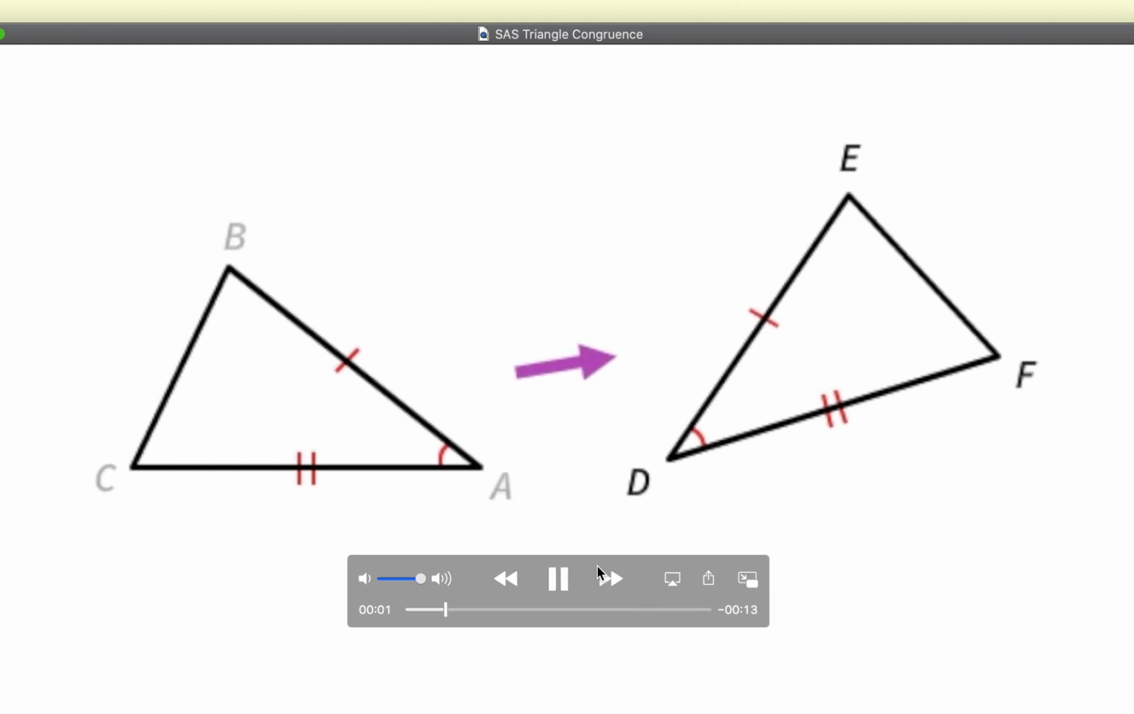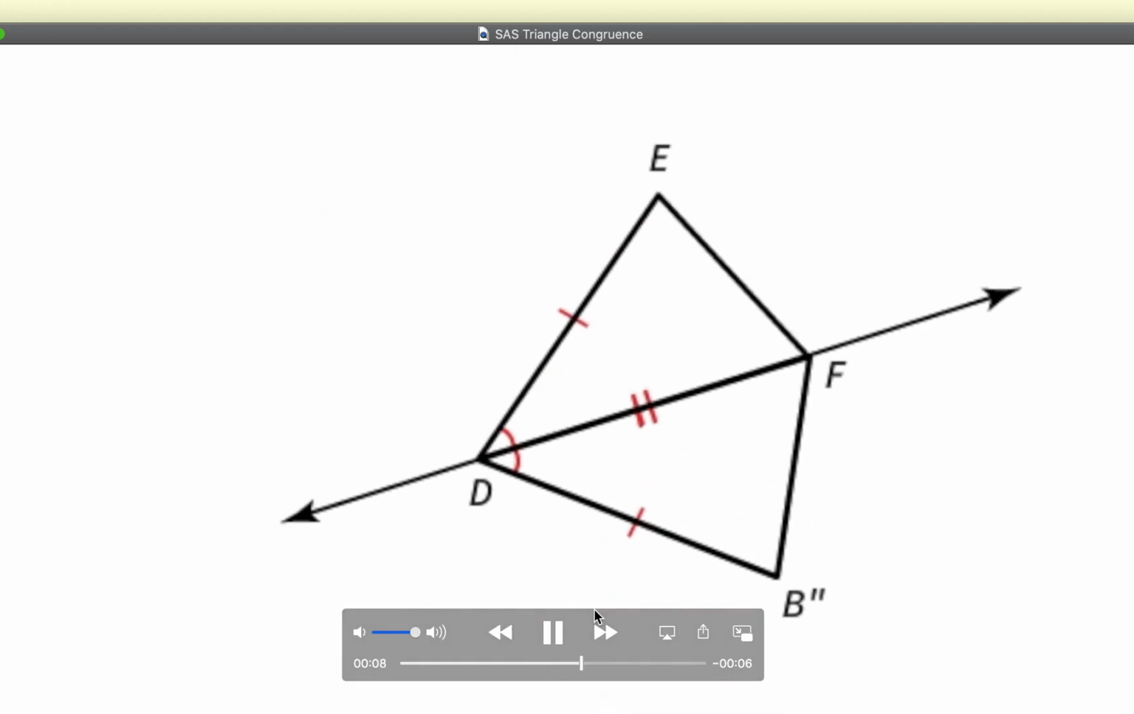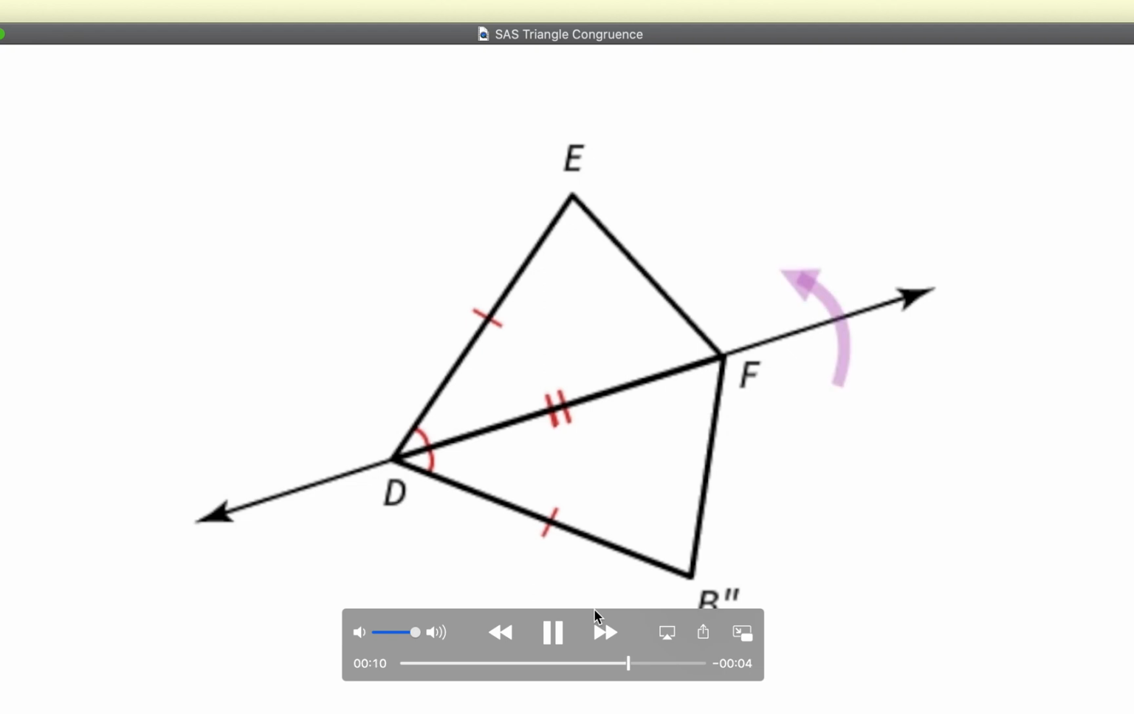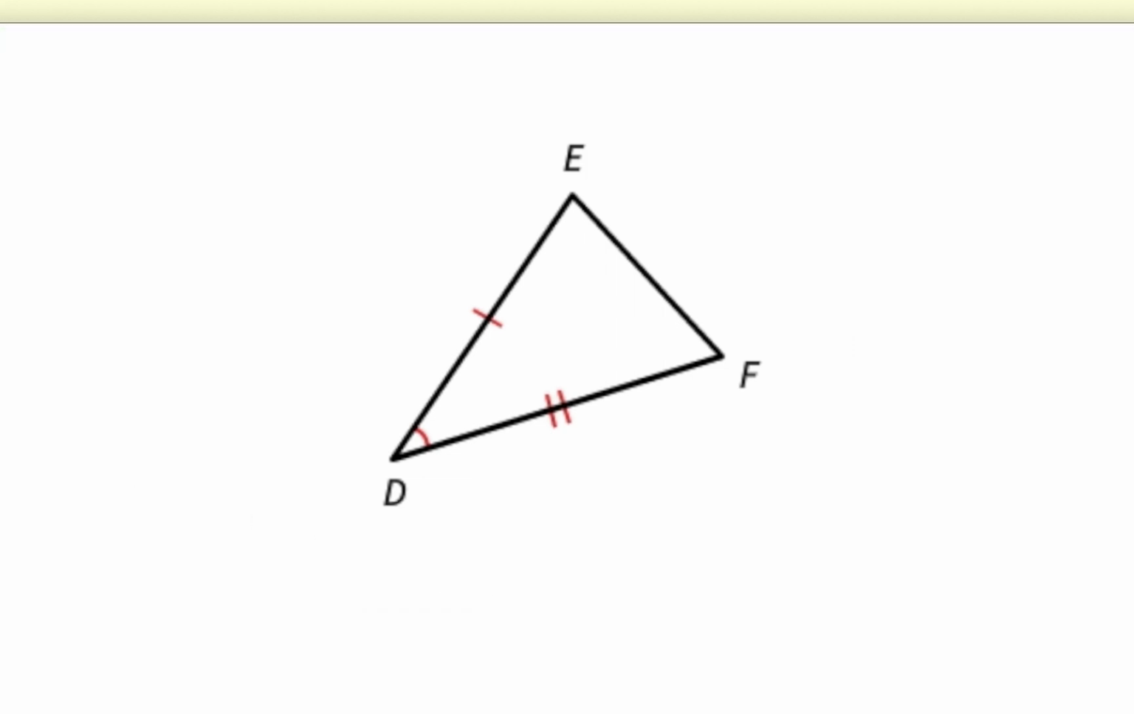I want you to notice that we have a translation, we have a rotation, and then we have a reflection. So all the triangles are going to match onto each other. This means that rigid motion takes place, and therefore the triangles are congruent.